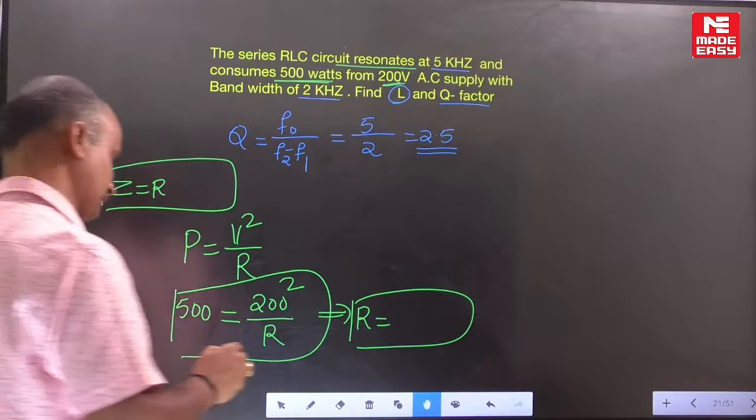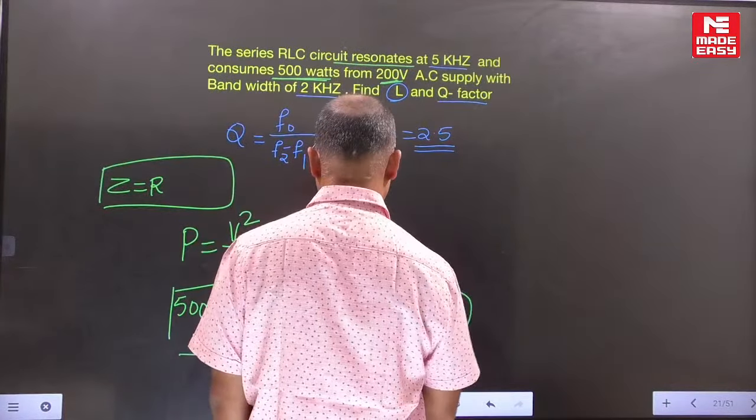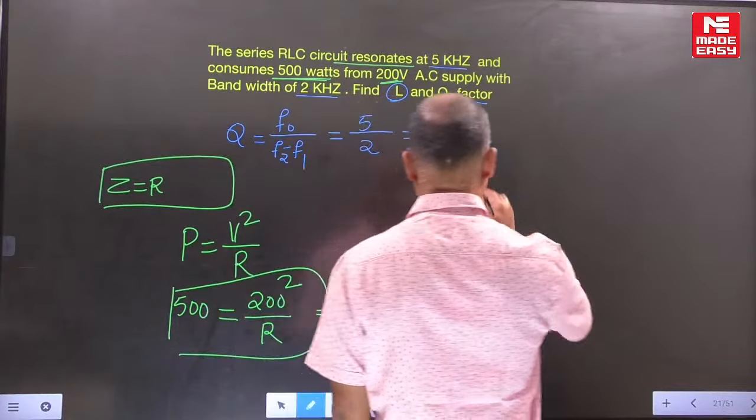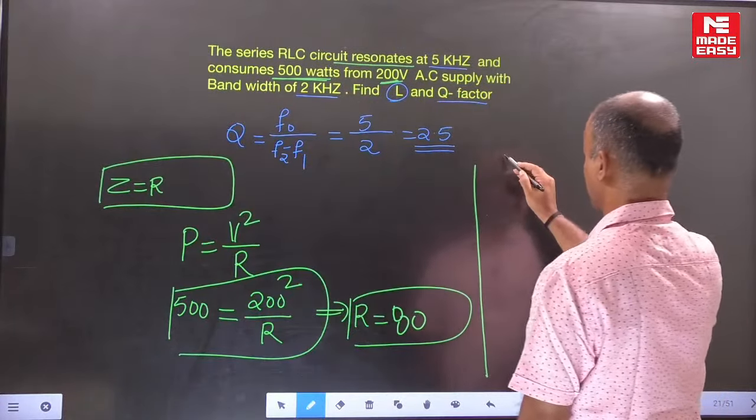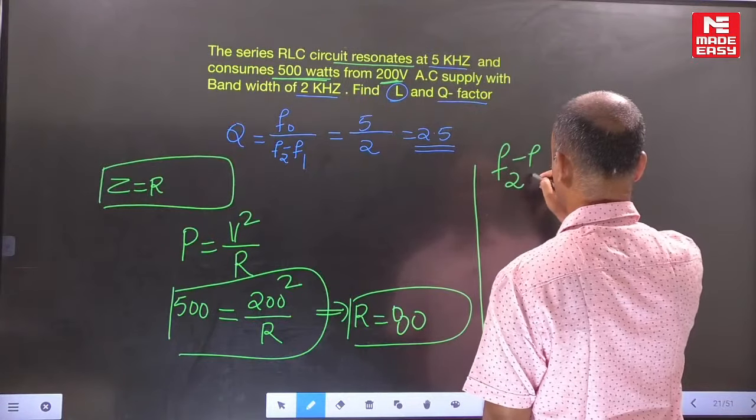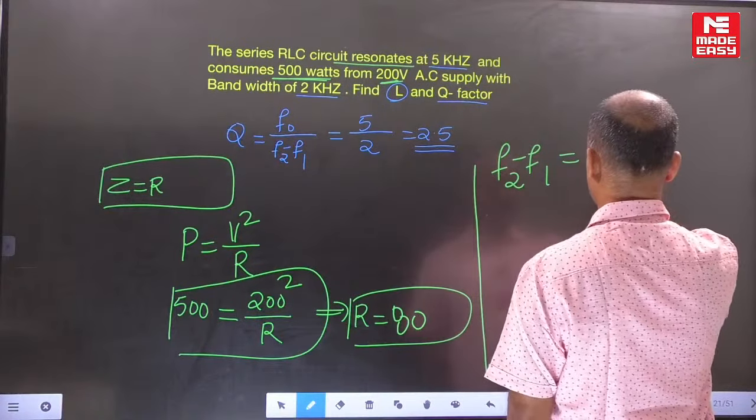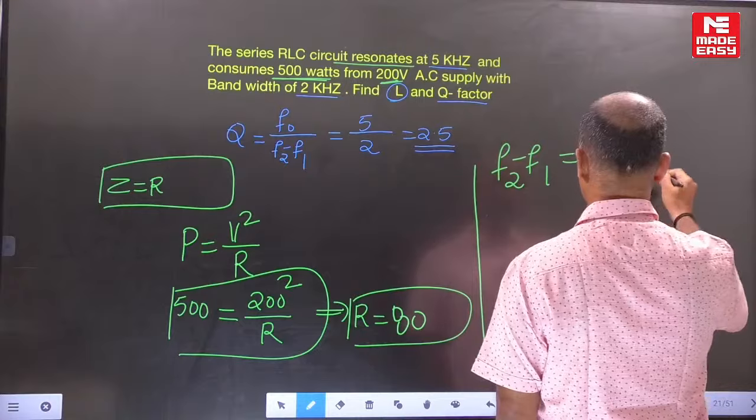Resistance value how much here? 80. Resistance value is 80. What is the bandwidth formula? F2 minus F1. In terms of circuit elements, what is the formula? R by 2 pi L.